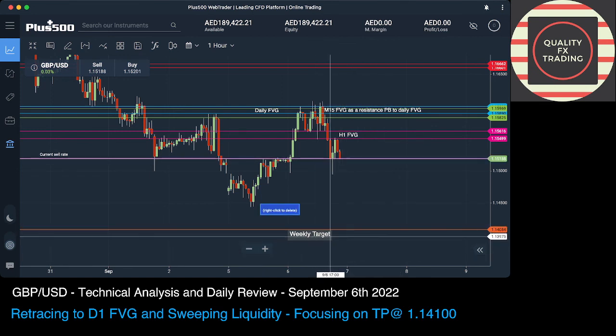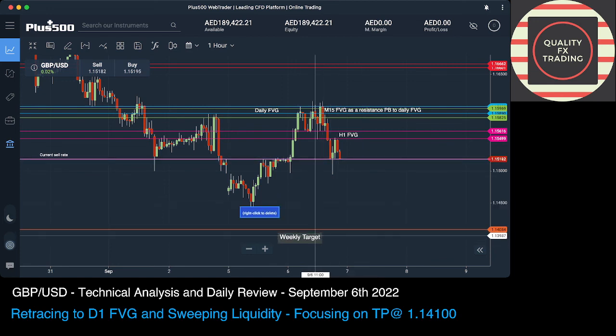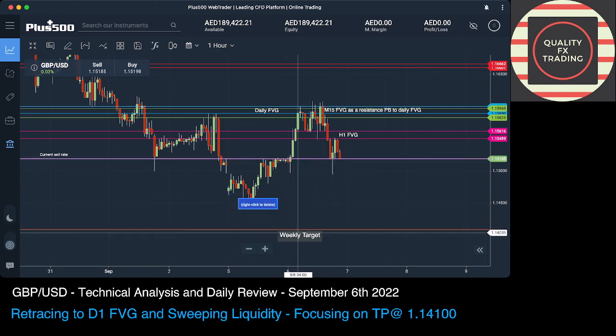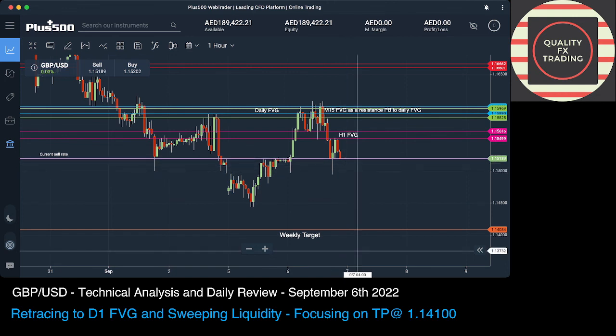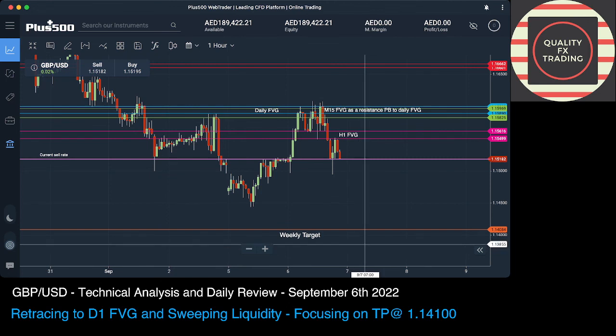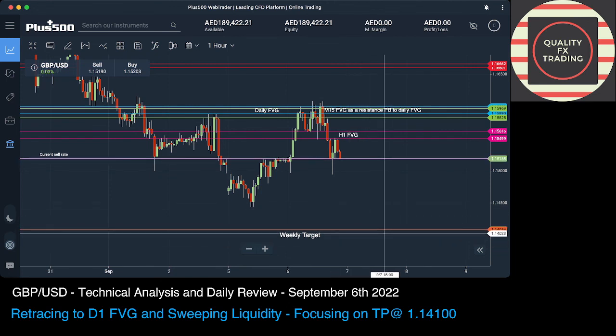It's a big level, so breaking this level could be amazing, especially the reaction to it. We want to see the reaction to this weekly target. Is it going to break and go down deeply, or is it going to react and show some kind of reversal?